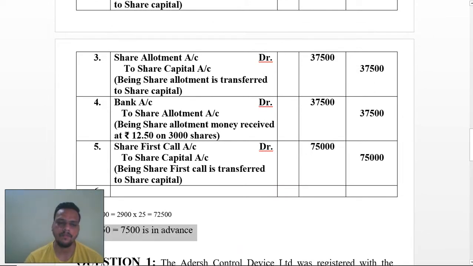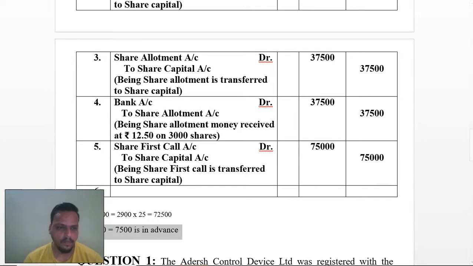Here you can see that 7,500 rupees is in advance. So what we will do, we will add plus 7,500. That means you will receive 80,000 rupees in bank. So I'll enter the first entry itself and then later on I'll carry forward the part.